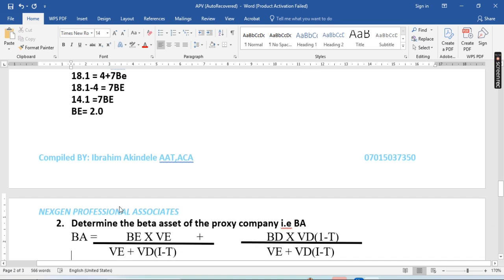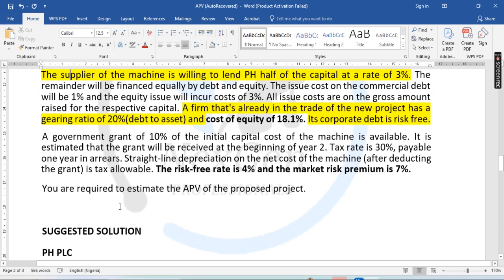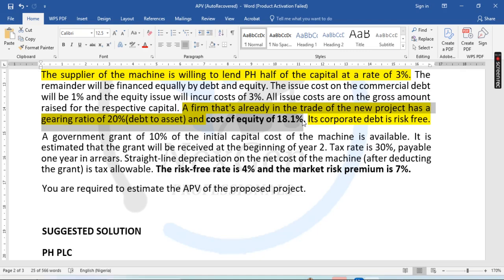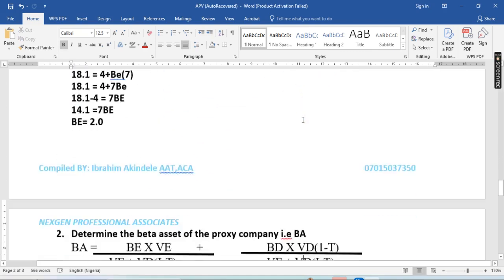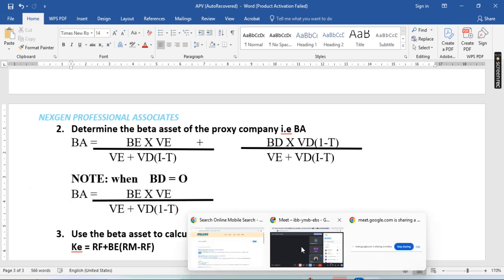So now, if that is established, don't forget that the only information given to us for the proxy company is just this. Debt beta, we are not given, so we strike this one out. Automatically, this part, strike it out. So this is what we are using to determine our asset beta. Why do we have to strike it? Because in this question, the debt beta of the proxy company is not given to us.